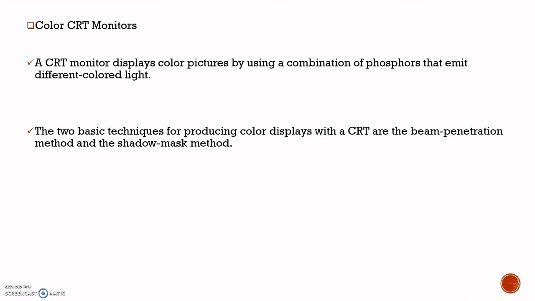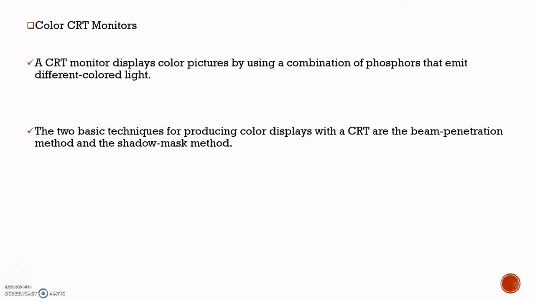There are two basic techniques for producing color displays with a CRT. And what are the techniques? They are the beam penetration method and the shadow mask method. Now we'll see how these techniques work. First we will see what the beam penetration method is.